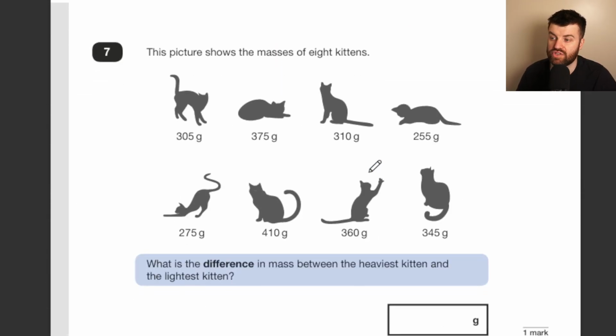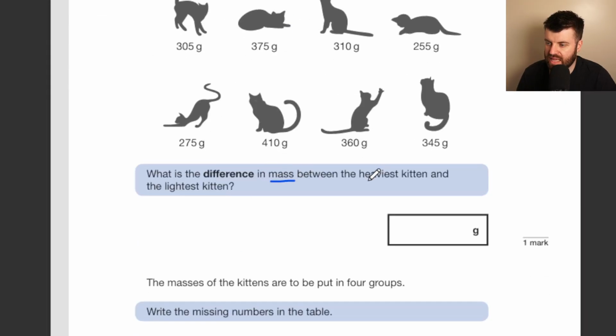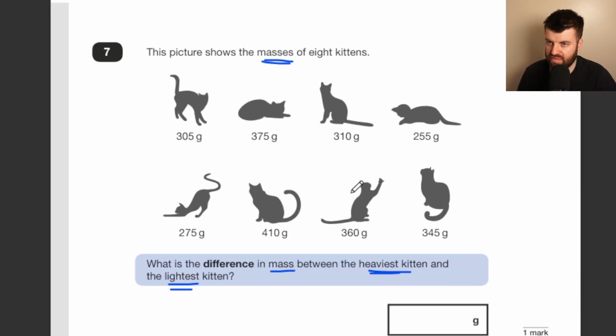Question 7, this picture shows the masses of 8 kittens. We talked about mass earlier, it's just like the weight, simple as that. What is the difference in mass between the heaviest kitten and the lightest kitten? So a couple of things we have to do here for 1 mark. Find the heaviest kitten. 300, 300, 300, 200, 200, 400.